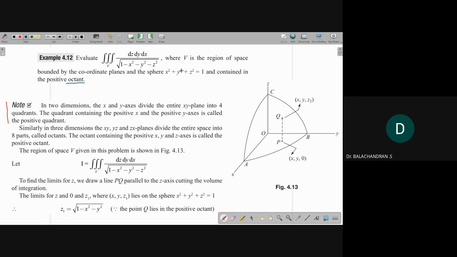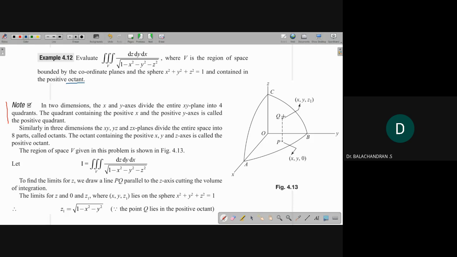Instead of the sphere, in the previous problem, you have what? Tetrahedron. So first, you should find the limits for Z. So here Z varies from 0 to Z1.